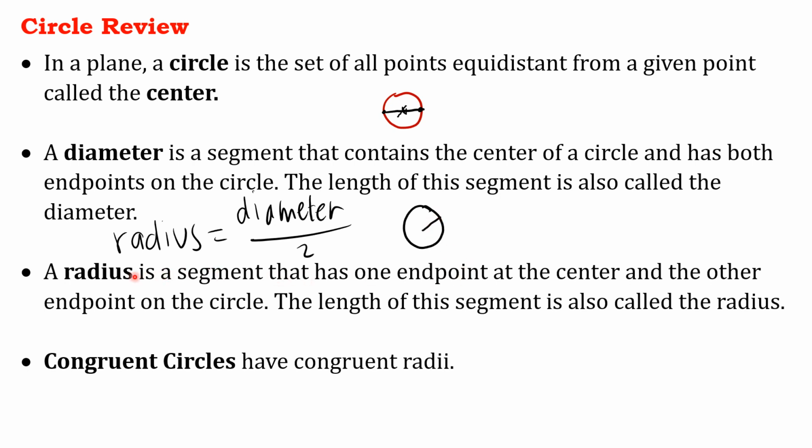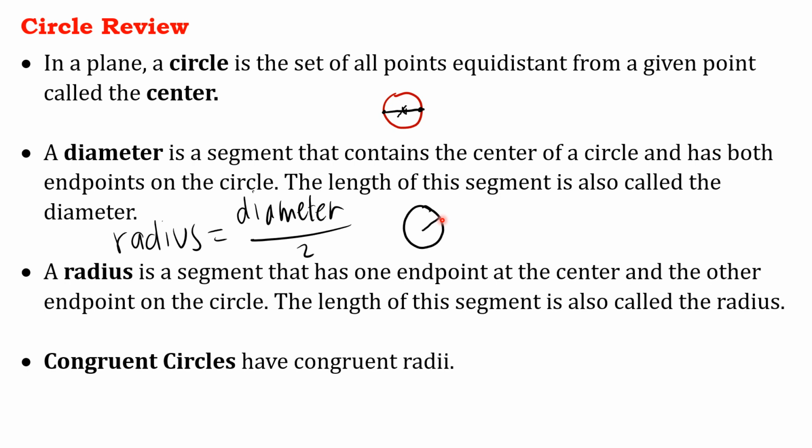Excuse me, let me read that again. The radius is a segment that has one endpoint at the center and the other endpoint on the circle. And the length of that segment is also called the radius. All right, so the segment itself is called the radius as well as its length.